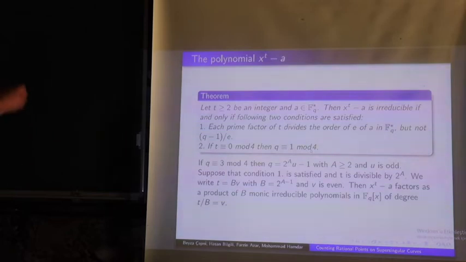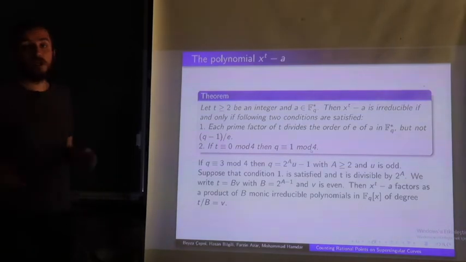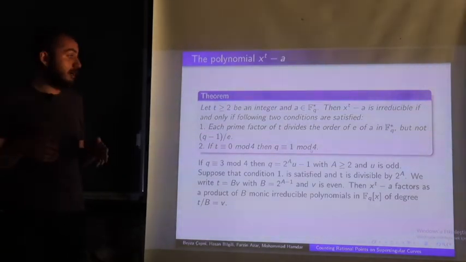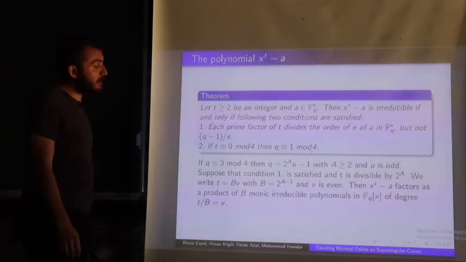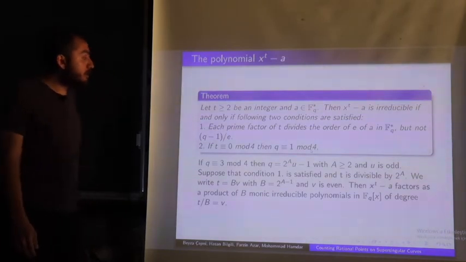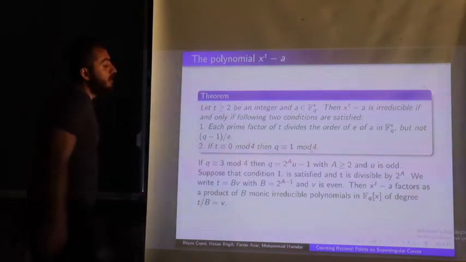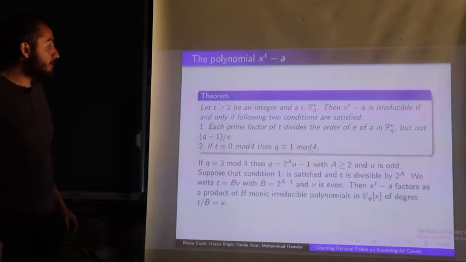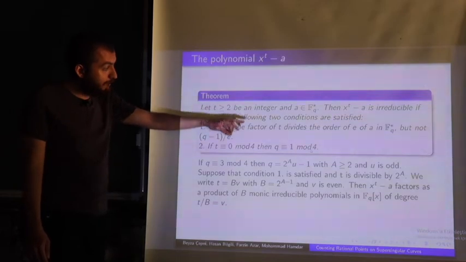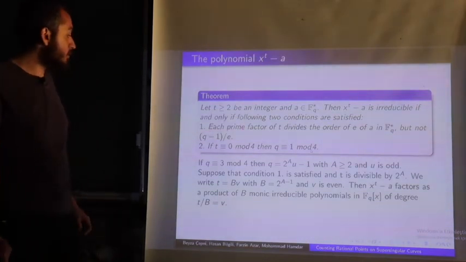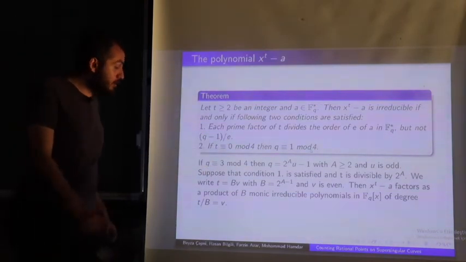Okay, in our work, we face the polynomial x to the t minus a, and we want to understand when it factorizes and when it does not. The first theorem characterizes the irreducibility of this polynomial. So it is the following: x to the t minus a, where a is from F_q star, is irreducible if and only if the following two conditions are satisfied. Each prime factor of t divides the order e of a in F_q star, but not (q minus 1) over e. Secondly, if t is equivalent to 0 modulo 4, then q is equivalent to 1 modulo 4.